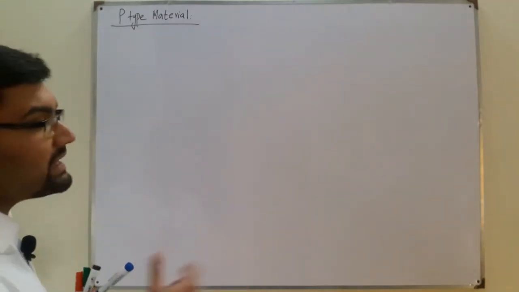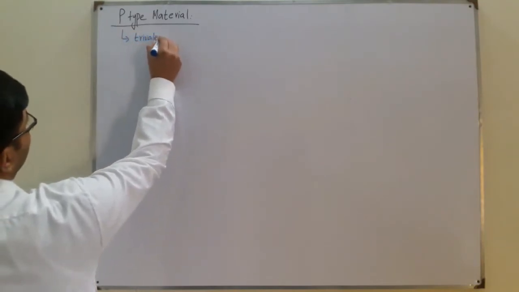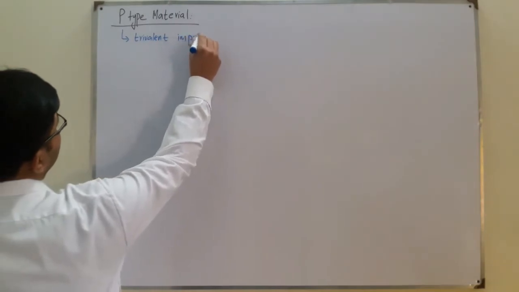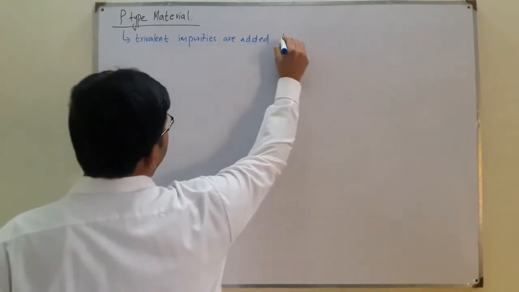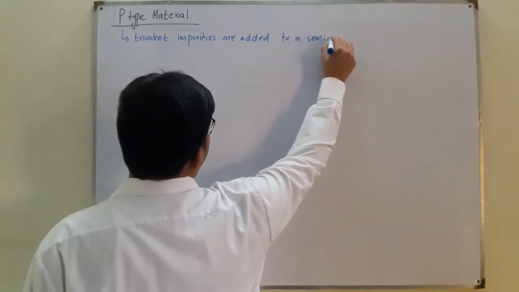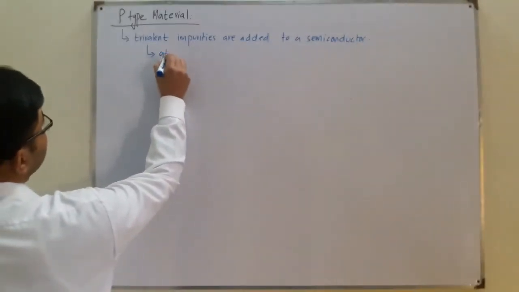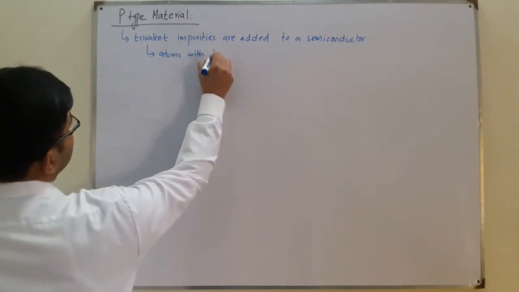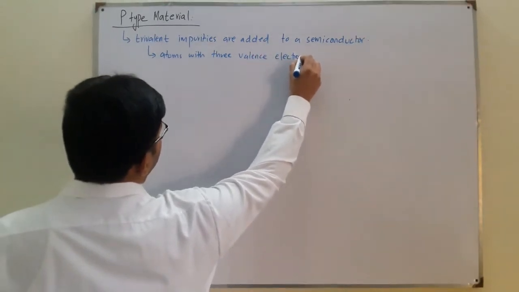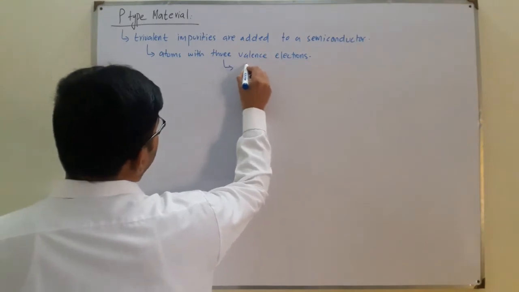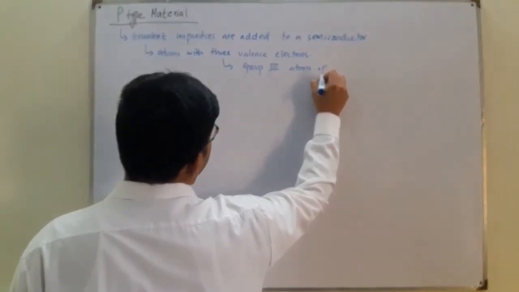The trivalent impurities are added to a semiconductor base, right? And what are trivalent? So I've already told you, atoms with three valence electrons. And what are the atoms with three valence electrons? These are the group three atoms of the periodic table.